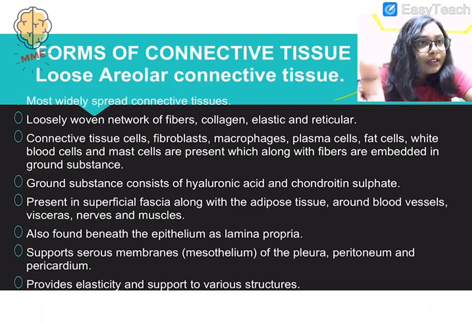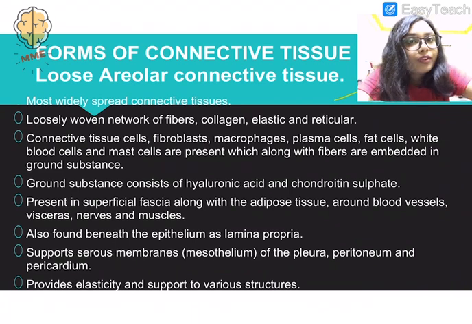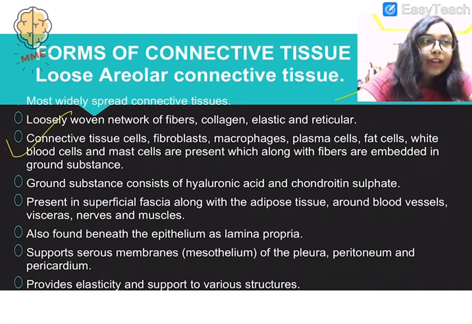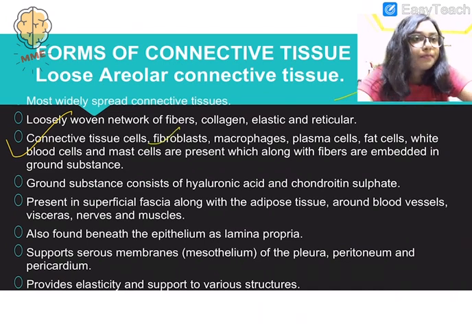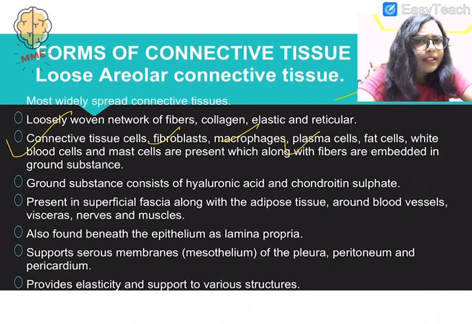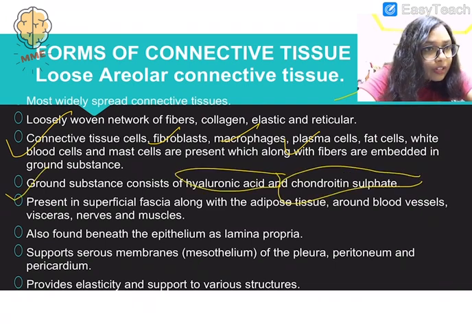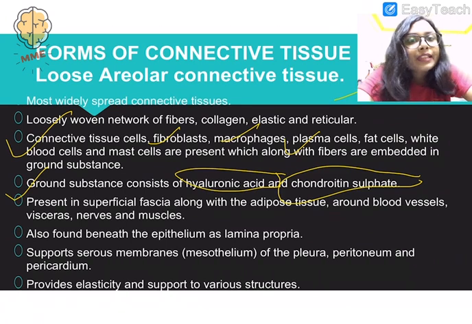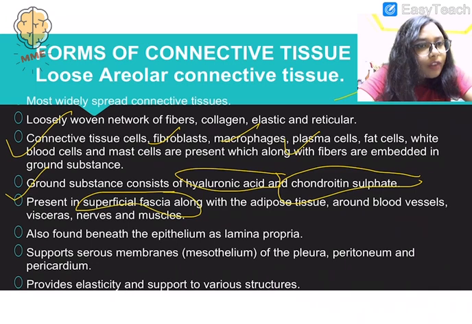There we studied there are different forms of connective tissue. So first of all, we are going to talk about the loose areolar connective tissue. In loose areolar connective tissue, you will find everything possible that I have just told you about: the fibroblast, the macrophage, the plasma cells, everything. The ground substance here will be composed of hyaluronic acid and chondroitin sulfate. Where are they present? They will be present in the superficial fascia along with the adipose tissue. They are also present around the blood vessels.